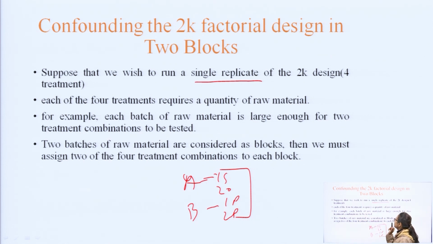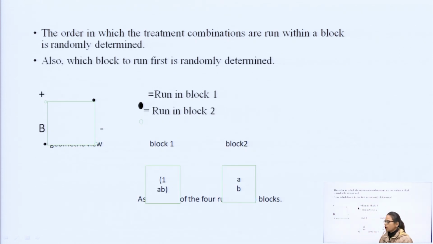Each of the 4 treatments requires a quantity of raw material. For example, each batch of raw material is large enough for 2 treatment combinations to be tested. If 2 batches of raw material are considered as blocks, then we must assign 2 of the 4 treatment combinations to each block. The order in which the treatment combinations are run within a block is randomly determined. Also, which block to run first is randomly determined.